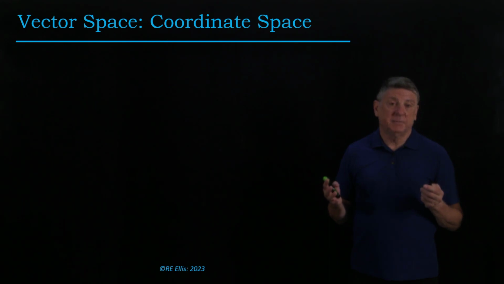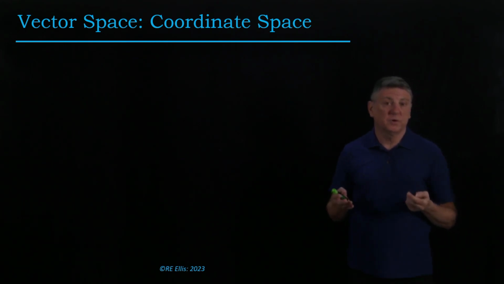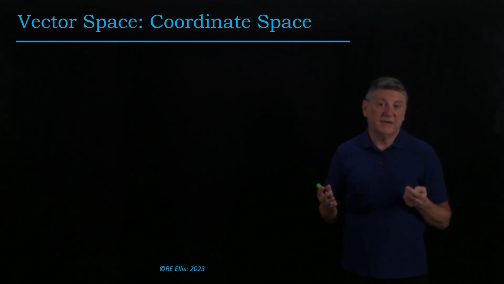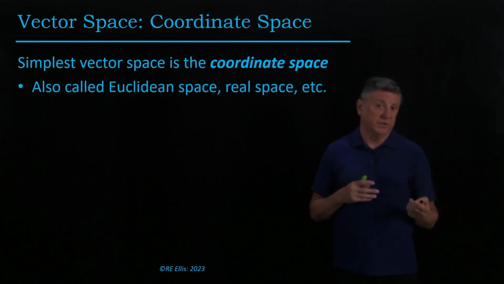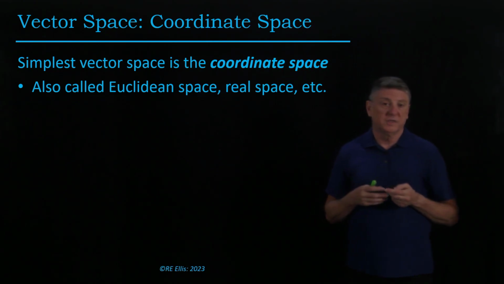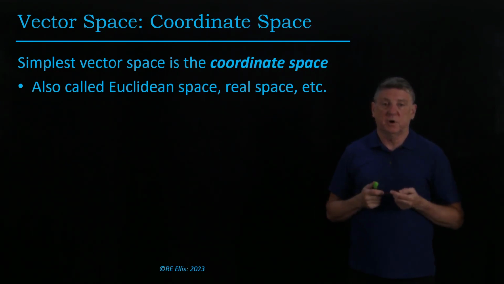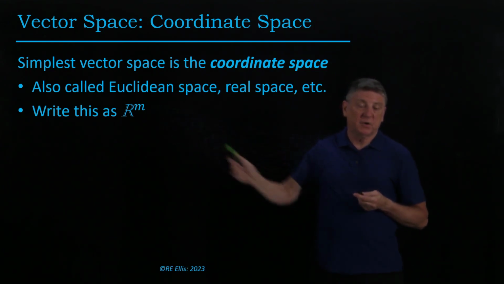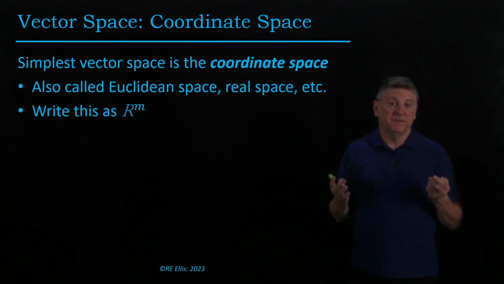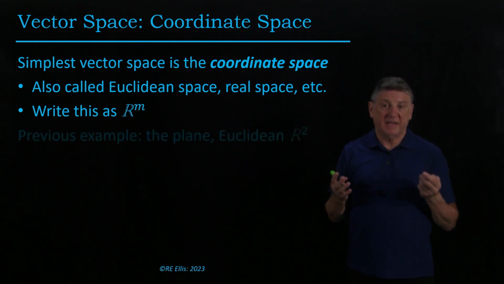So the simplest example, the one that you're probably most familiar with already, is called the coordinate space. It's also called the Euclidean space or real space. It goes by many names. Coordinate space is currently the most common formal term for it. And we write this as R^m, and these are vectors having m entries.